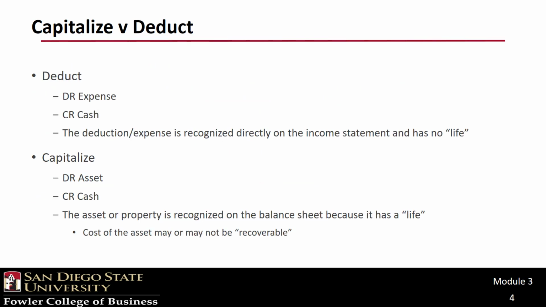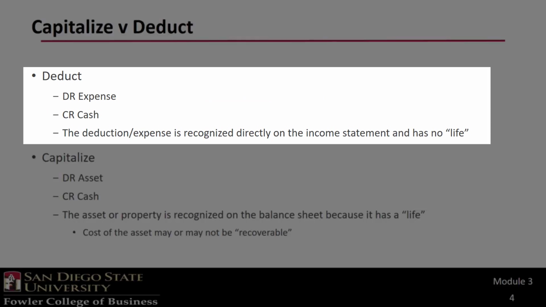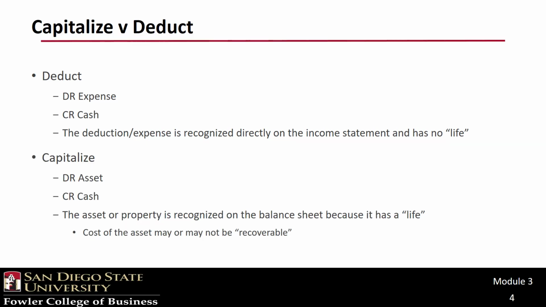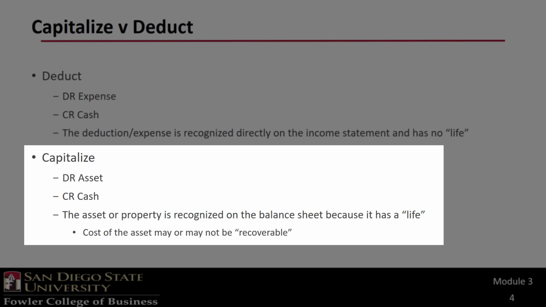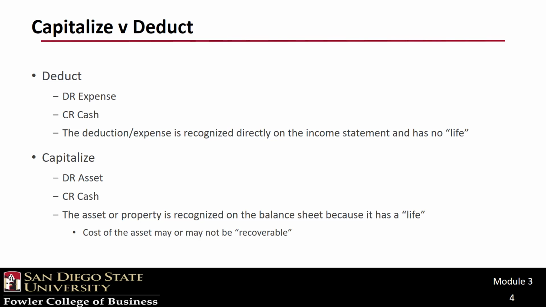Here's a journal entry representation of capitalize versus deduct. The first entry shows how an expense is recorded and disappears into the income statement. The second entry creates the asset that will land on the balance sheet and be carried until the cost is finally recovered. Note that the cash and the expense are simultaneous. Well, sometimes it goes to accounts payable first, whereas the cash is often long gone before the asset is recovered.